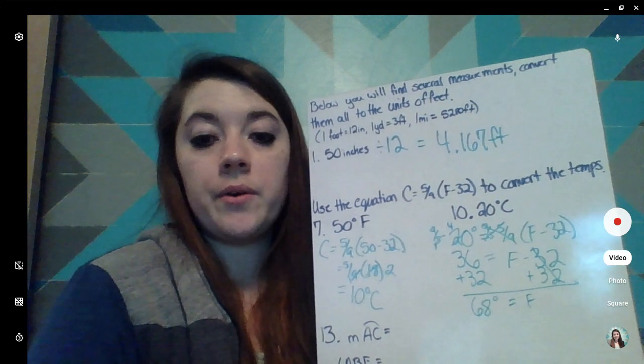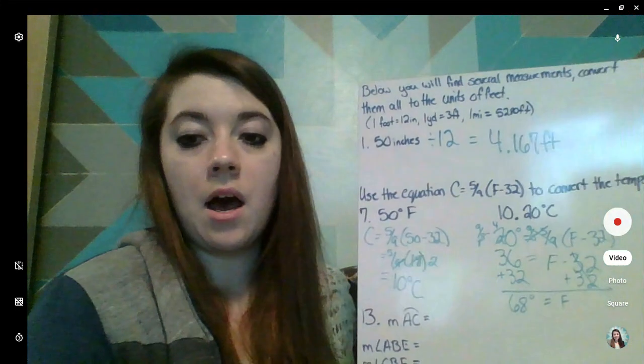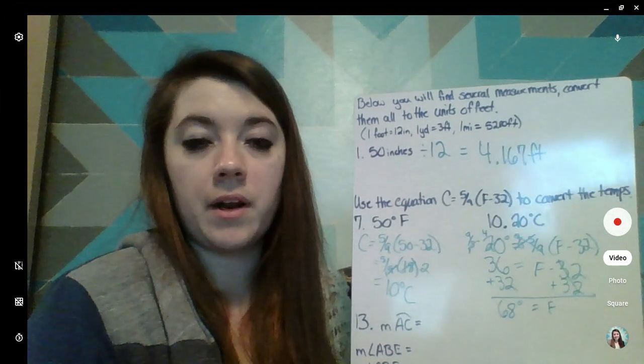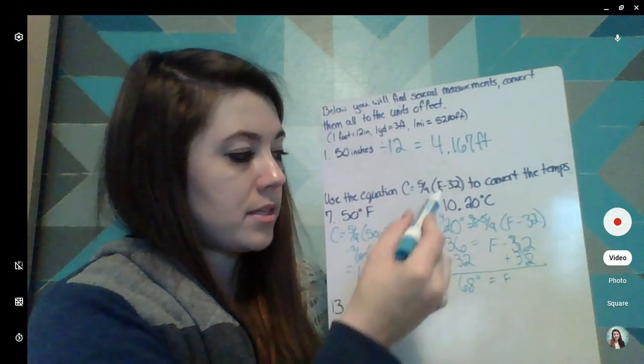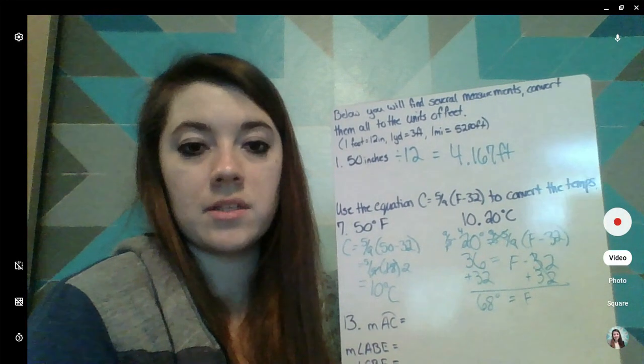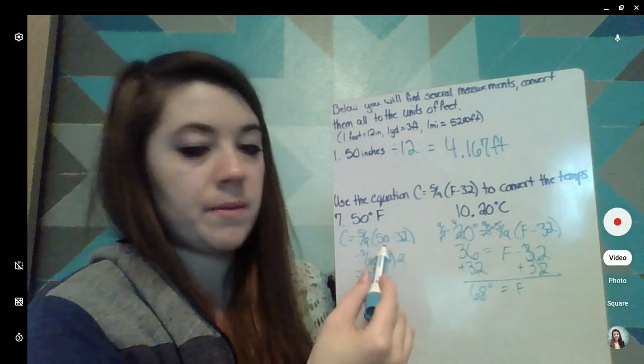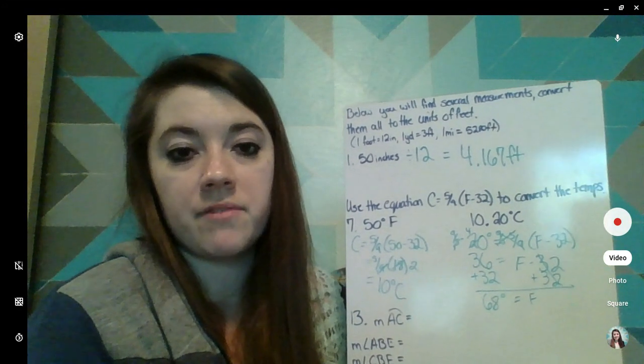So all you're doing is going back and forth between those two different temperatures, so between Fahrenheit and Celsius. So if you have a Celsius, it's going to go first, and then you'll multiply by 9/5 and then add 32. The other way, you're going to take and subtract first and then multiply by 5/9.